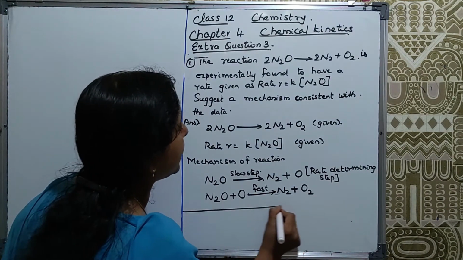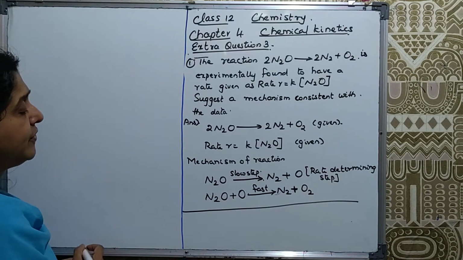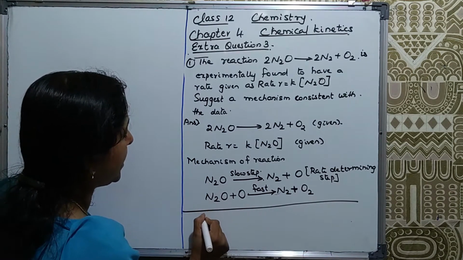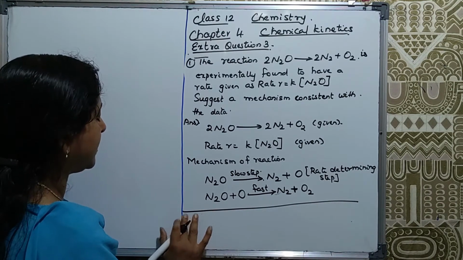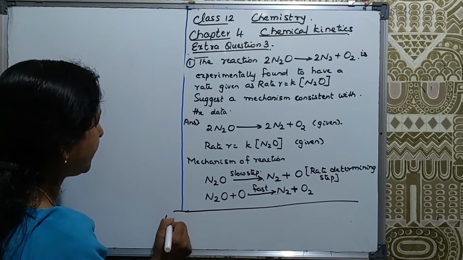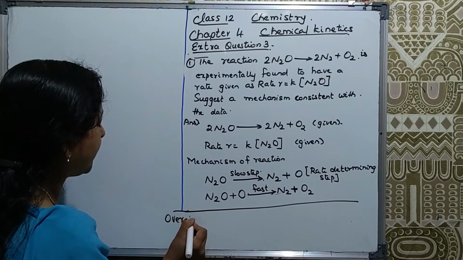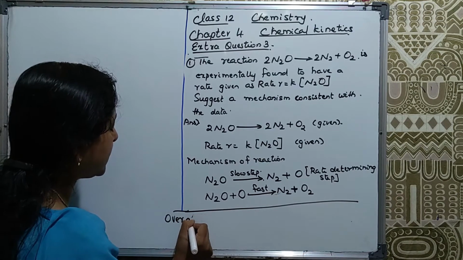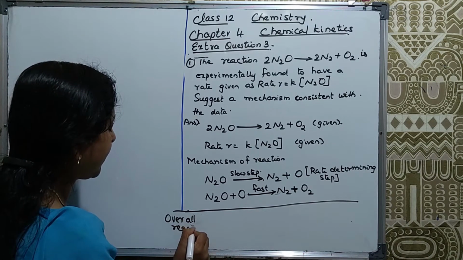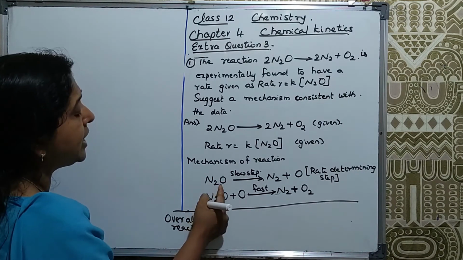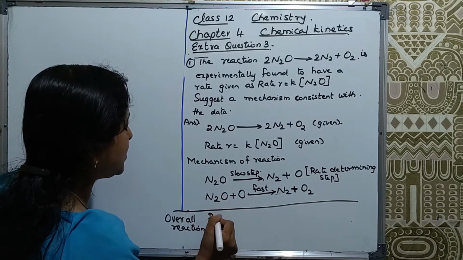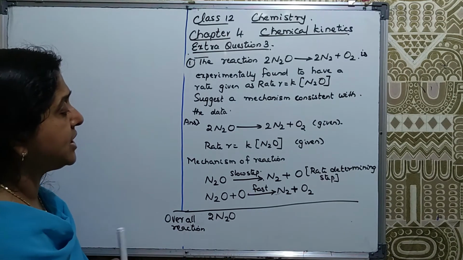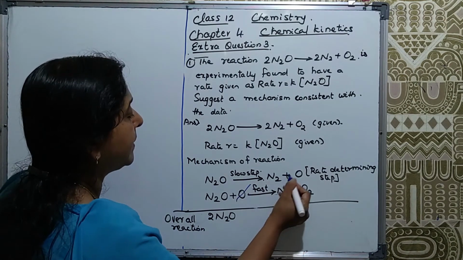Now, once more we are confirming the overall reaction. So, when we add the equations, N2O plus N2O, that will be 2N2O. That is the overall reaction. So N2O plus N2O, that is 2N2O. O on the left side as well as on the right side will be cancelled.